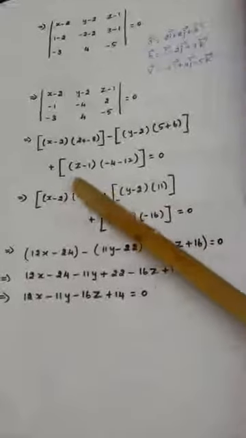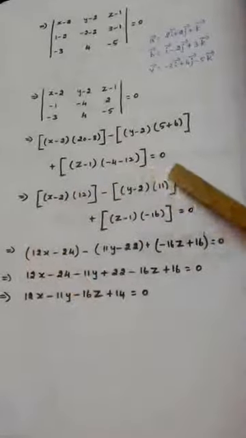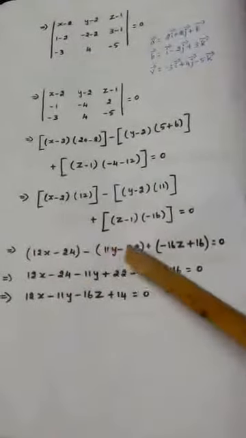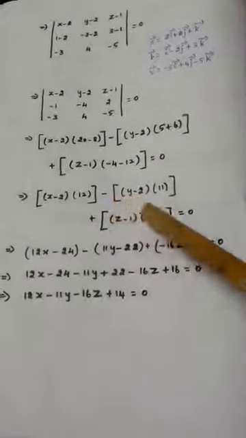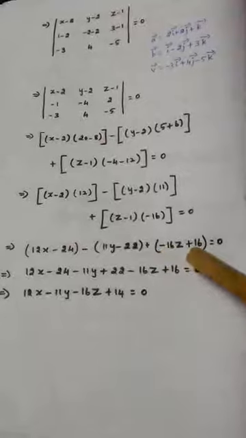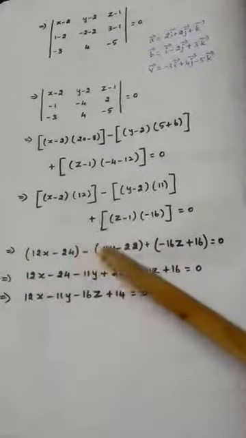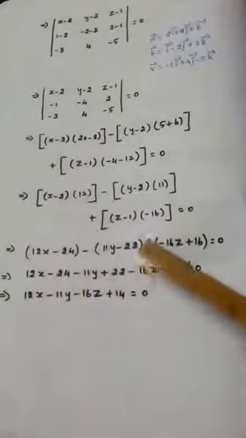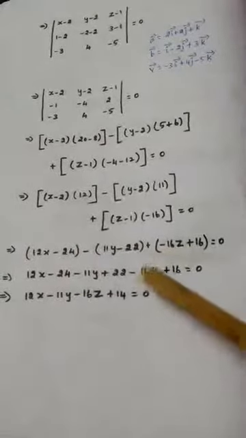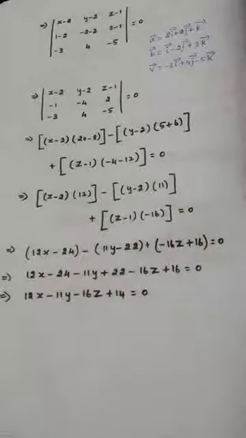Bring this 12 inside, you will get this. 11 inside, you will be getting this. Minus 16 inside, this answer will come. Remove the brackets. 12x minus 24 minus 11y plus 22. Bringing the plus symbol inside, so you will be getting this. What is the next step?